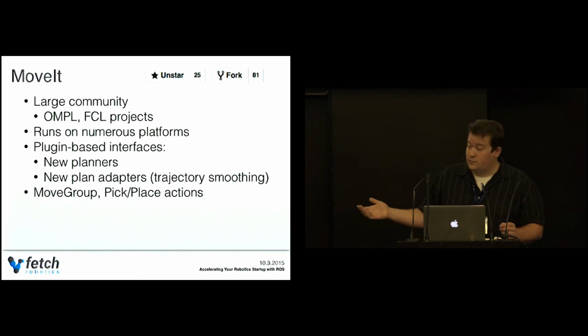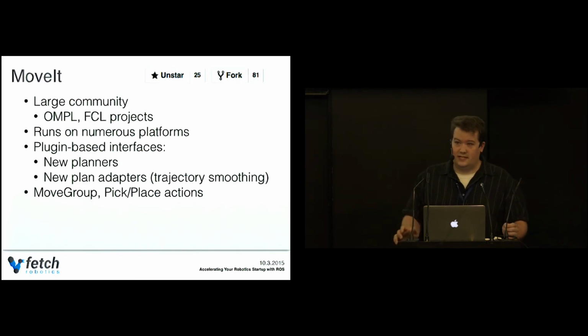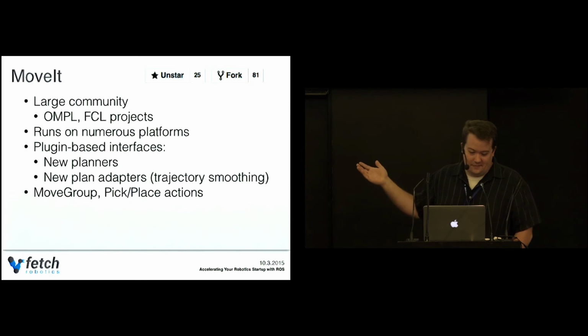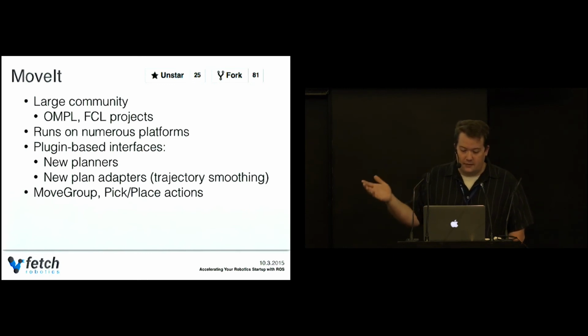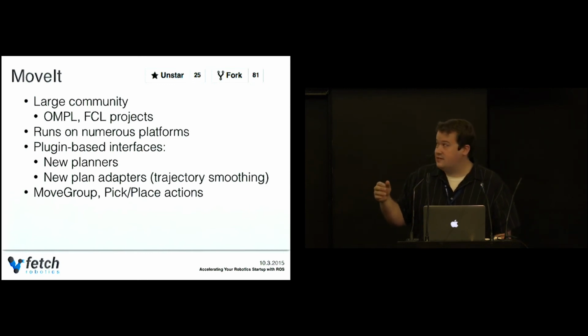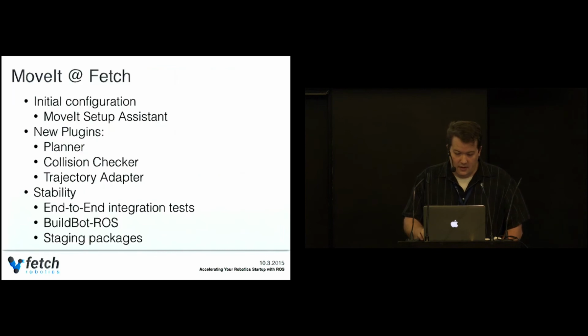This, again, runs on numerous platforms. I think Dave this morning mentioned that it's like 65 or more robots at this point. It's definitely more, because if it was 65, I didn't see Fetch in his graphics. But it is, again, plugin based. So you can do new planners, you can do new plan adapters, things like trajectory smoothing. And again, it's based on actions for move group and pick and place.